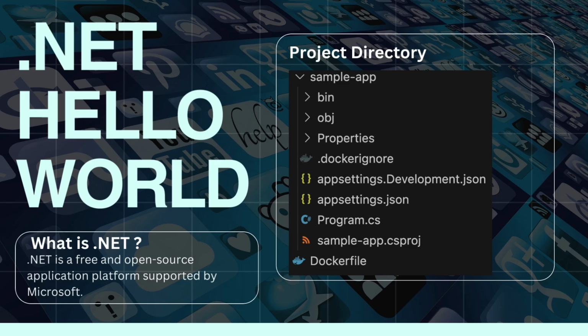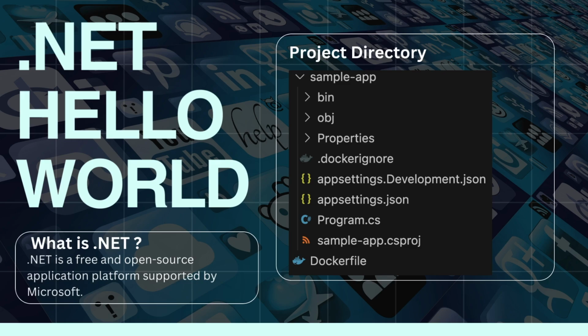This is our project directory structure. SampleApp is the name of our application directory. Inside this folder, you will find the main project file, sampleapp.csproj, which is like the blueprint of our application. This file lists all the dependencies and settings required to build and run the app. By keeping everything organized in this project directory, we ensure that our application can be easily managed, built, and deployed without missing any crucial parts.